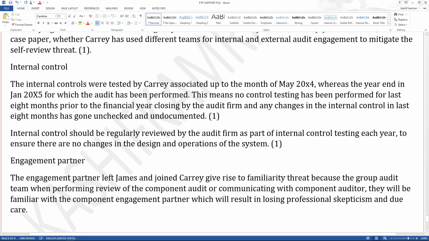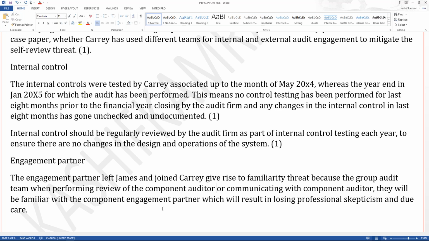Is everyone hearing me? So the engagement partner left James and joined Kerry, right? This gives rise to a familiarity threat, because the group audit team, when performing review of the component auditor, or communicating with the component auditor, they will be familiar with the component engagement partner.